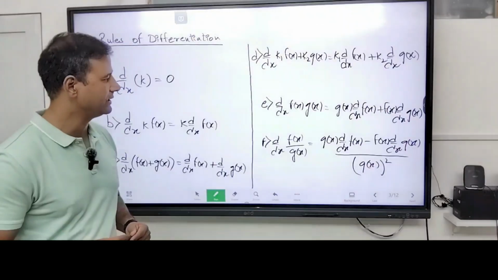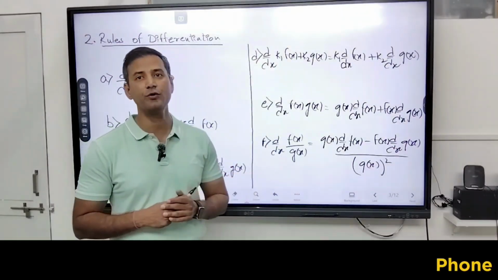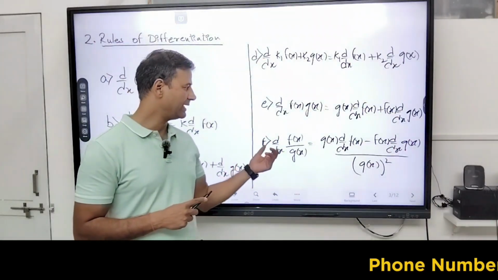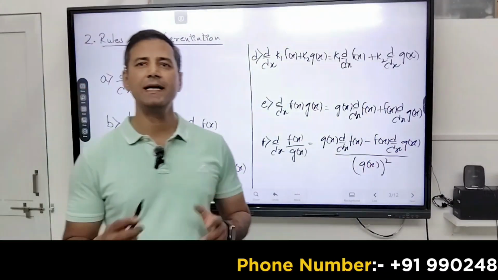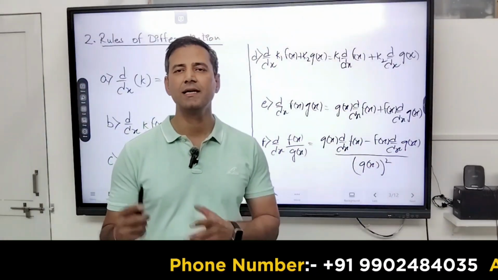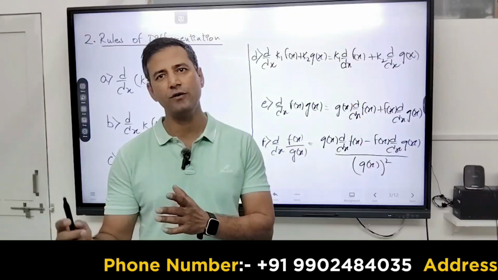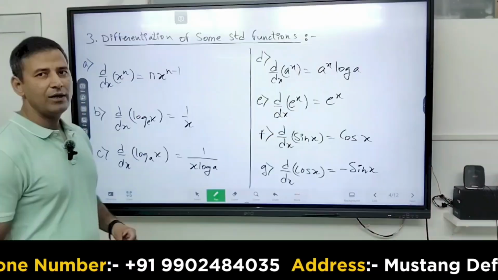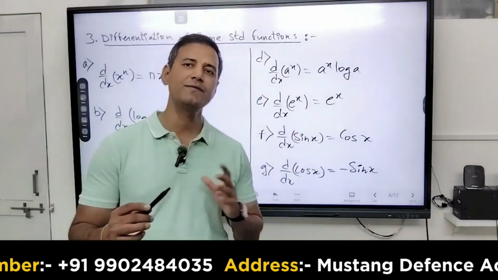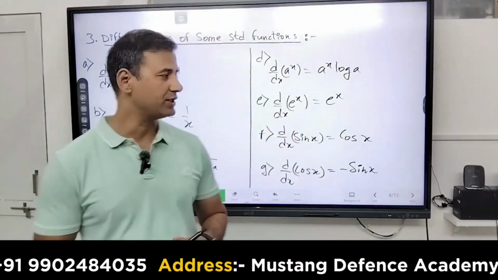As you can see, differentiation of the ratio of two functions, d by dx of f of x upon g of x, would be g of x d by dx of f of x minus f of x d by dx of g of x, the whole upon g of x squared. Okay. Now let us see differentiation of some of the standard functions.